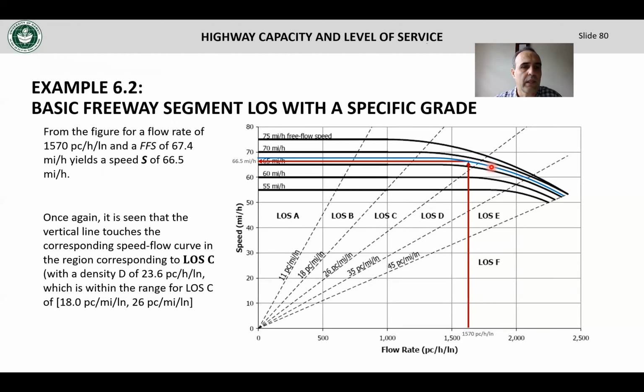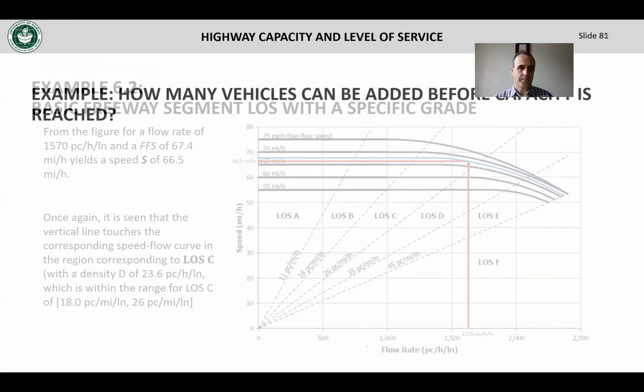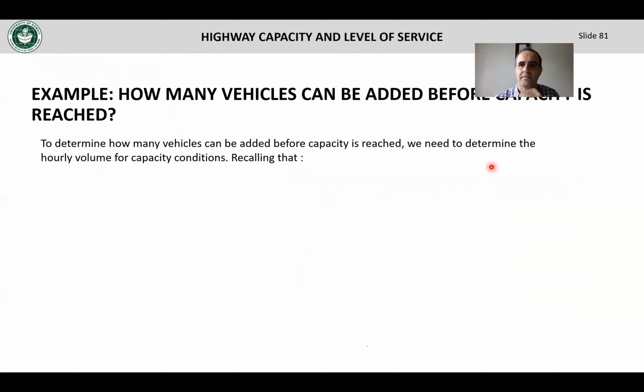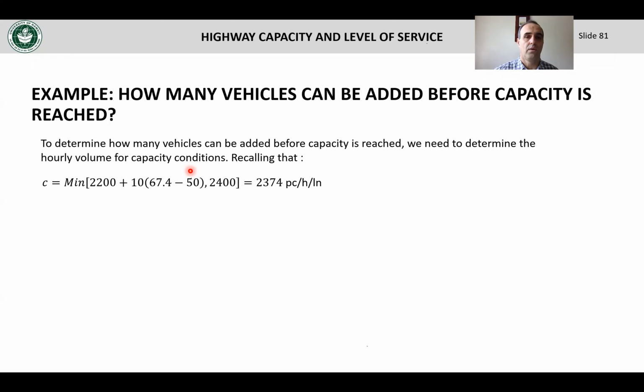Let me answer very quickly then the last part, which asks how many vehicles can be added before capacity is reached. So to answer this, we need to determine the hourly volume for capacity conditions. If we determine the hourly volume for capacity conditions minus the volume that we have, essentially that tells us how many vehicles we can add before we reach capacity. Okay? And let's remember, for this problem, the capacity is a function of speed.